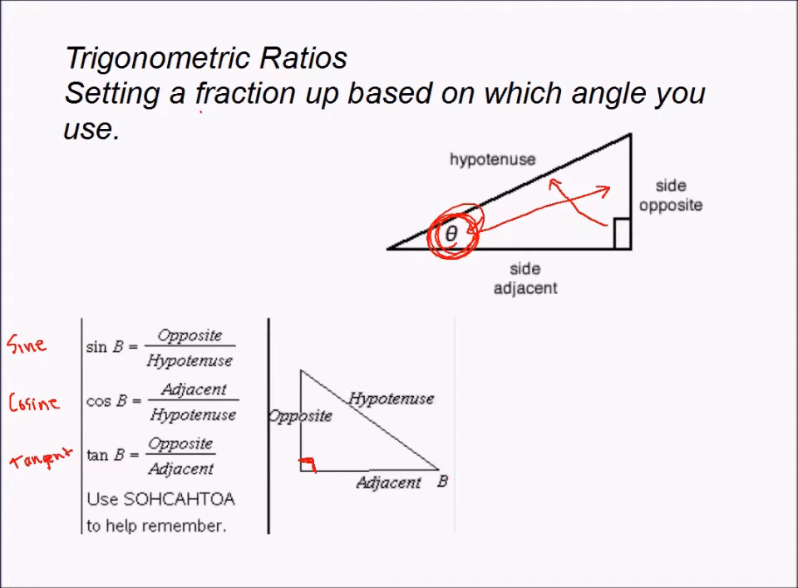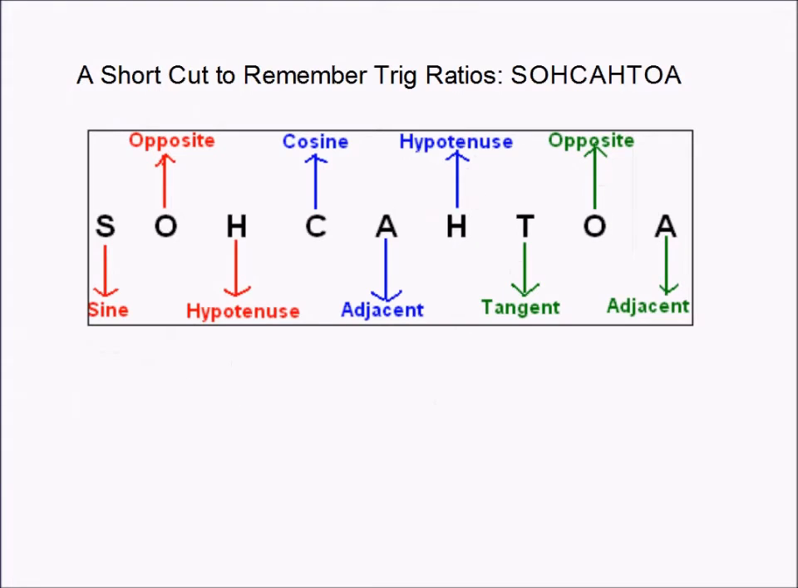Sine of angle B is the opposite divided by the hypotenuse. Cosine is the adjacent, which would be right next to angle B, divided by the hypotenuse. And the tangent is the opposite divided by the adjacent. But that's only for angle B. These switch up if I was talking about this other angle. There is a word that you can use to remember these three fractions. So let's go ahead and write down that word and what it all means.